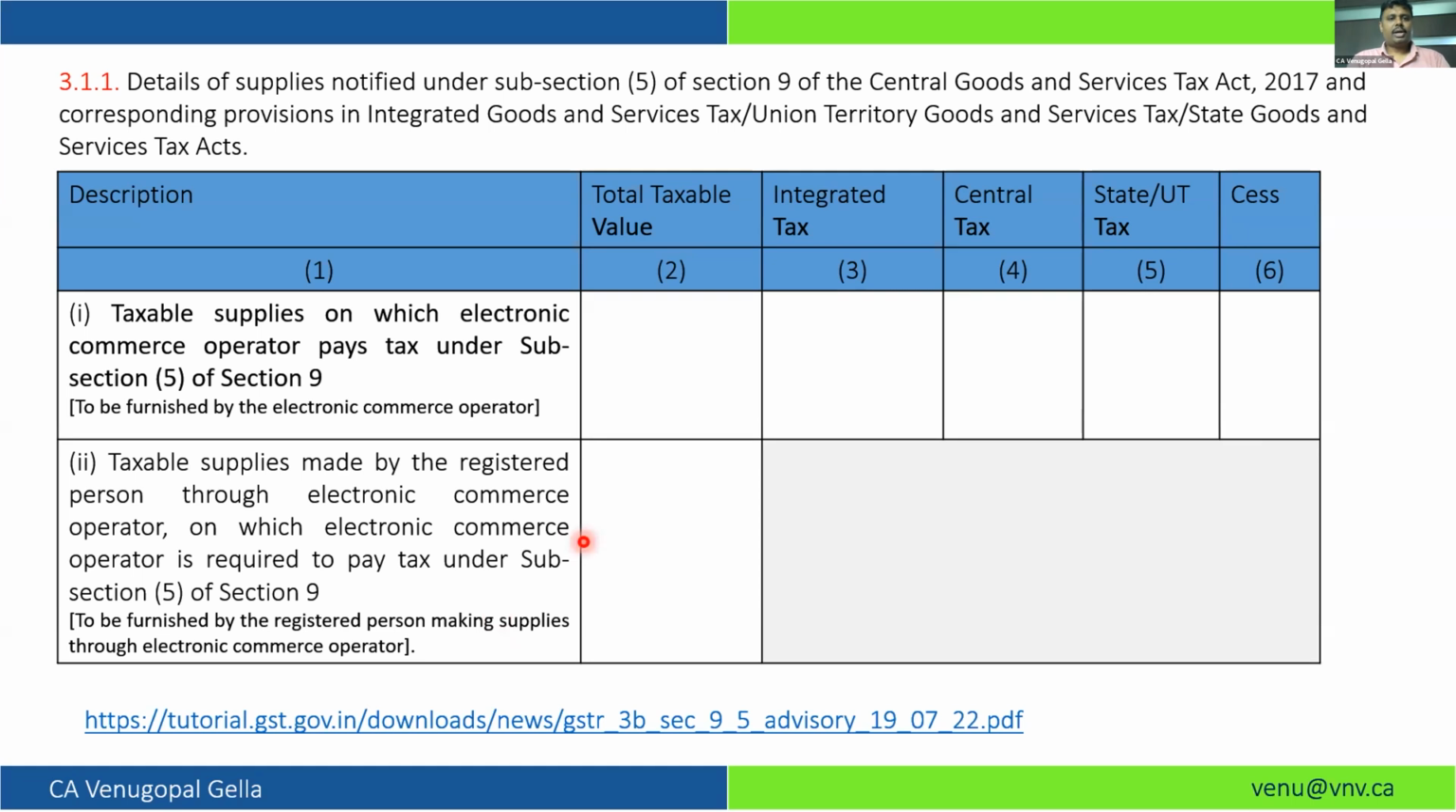So the point I would like to drive home here is, let's take a small example. I am a restaurant selling at the restaurant and also selling through online. Now, when I'm making a sale through online, through say Swiggy, Zomato, the liability has been shifted to the online service provider. So I am not the one who has to pay taxes. It's the online service provider who has to pay the taxes to the government.